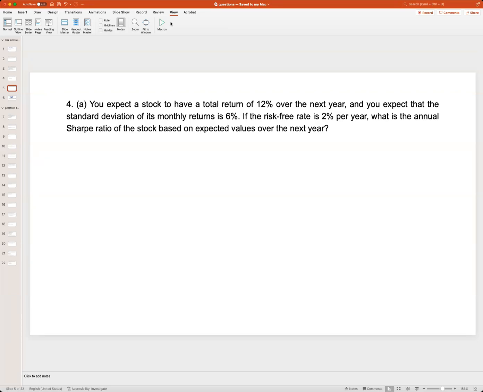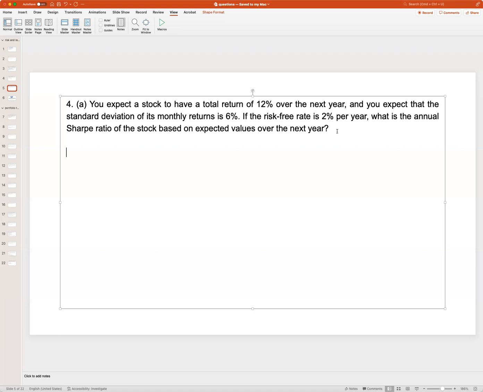In this question, we're going to make forecasts and make performance evaluation. So part A of the question: you expect a stock to have a total return of 12% over the next year. And you expect that the standard deviation of its monthly returns is 6%. If the risk-free rate is 2% per year, what is the annual Sharpe ratio of the stock based on the expected values over the next year?